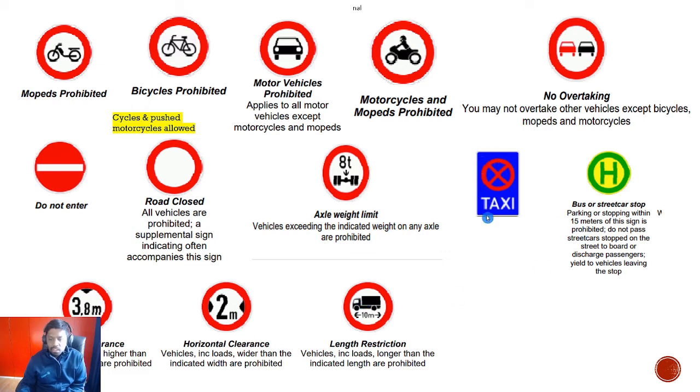Here, this tells you that stopping is not allowed. We will talk about stopping and parking in subsequent slides. If you see this, I'm sure you have all seen this. These are bus stops, and take note that parking or stopping within 15 meters of this sign is prohibited. Okay, let's move on.